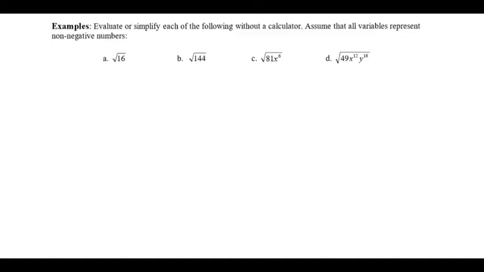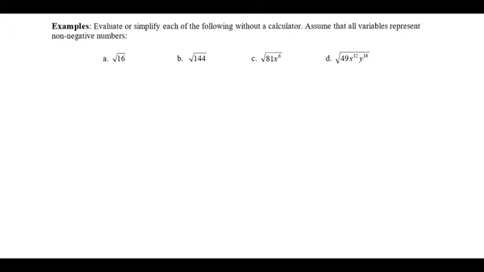So what we're going to do here is evaluate or simplify each of the following without a calculator. And we're going to assume that all the variables represent non-negative numbers. So what we're going to be dealing with here are what we call perfect square roots or cube roots or roots. And that means that the solution to them will always be a whole number. So it won't be a decimal or made up of parts of whole numbers. It will always be a whole number.